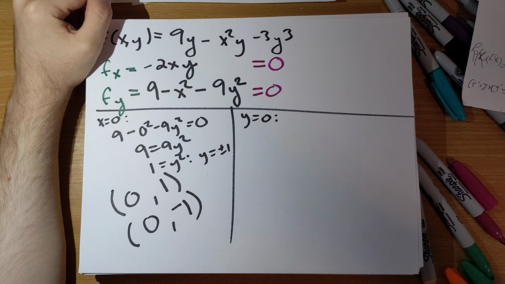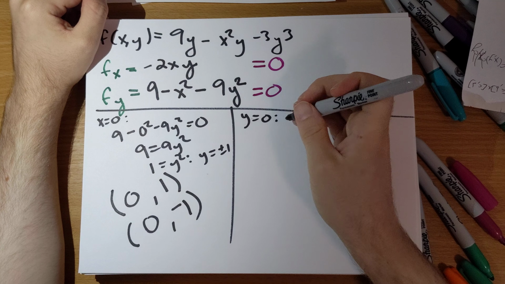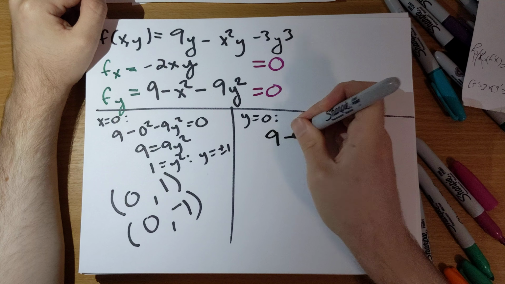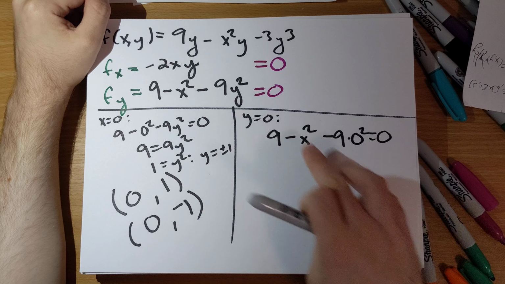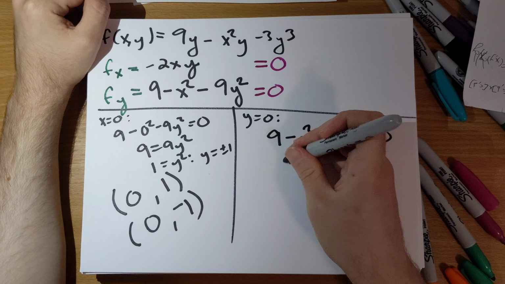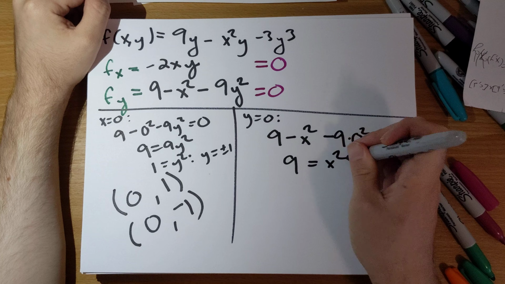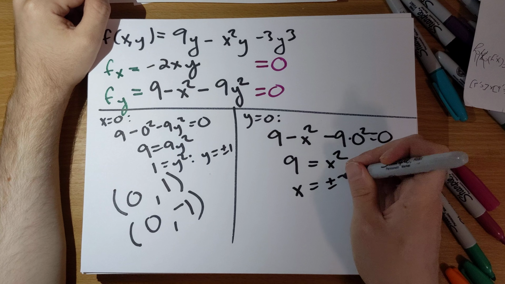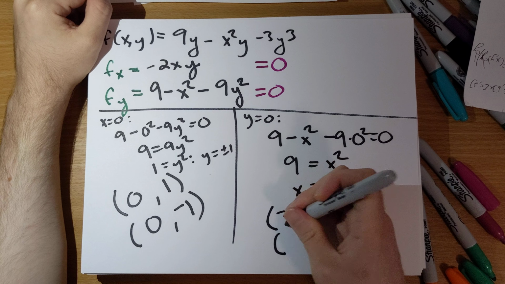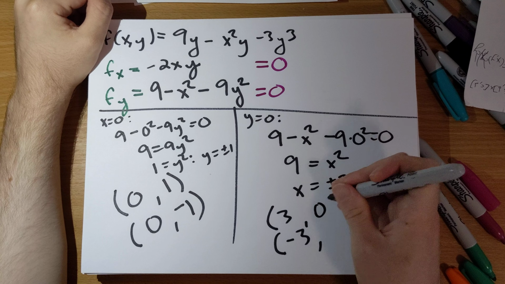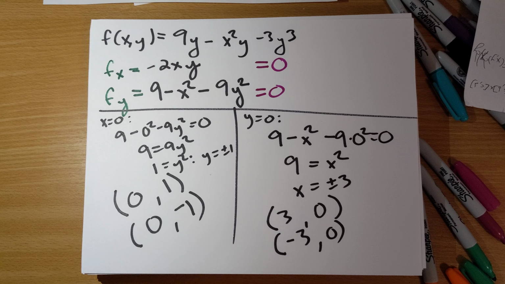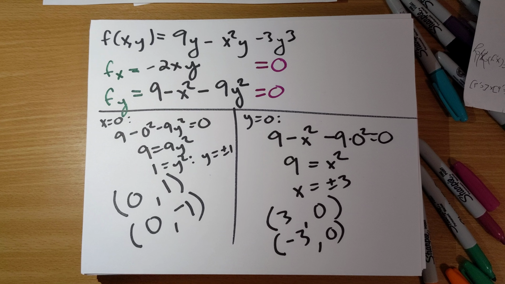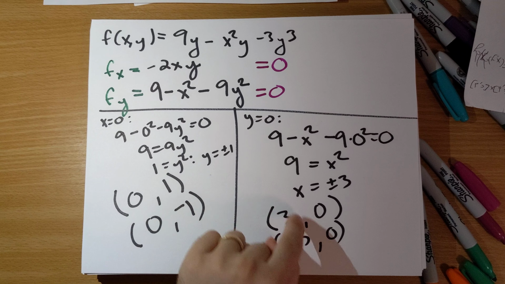Now for the y is equal to 0 case, what happens here? 9 minus x squared minus 9 times 0 squared is equal to 0. Plug in y is equal to 0 here. 9 is equal to x squared, x is equal to plus or minus 3. So this also gives us 2 points, 3 comma 0, negative 3 comma 0. Okay, so we have 4 points here.